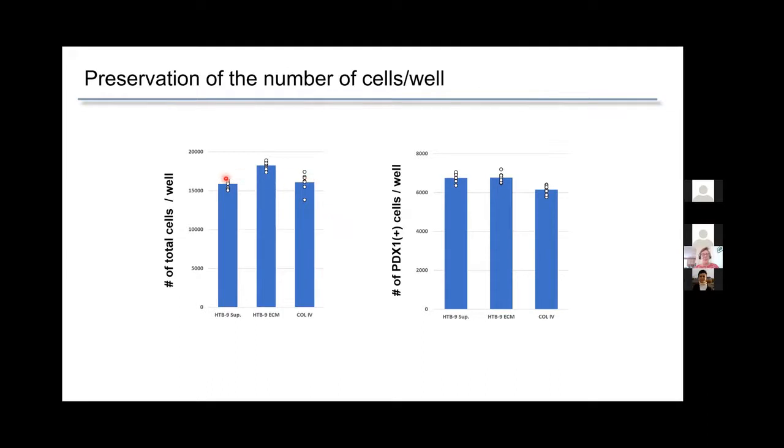And we can see the total number of cells per well is pretty stable across the different surfaces. And the number of PDX1 positive cells per well, again just highlighting the number of beta cells, we tend to get on the order of 30 to 50% beta cells in our culture system.